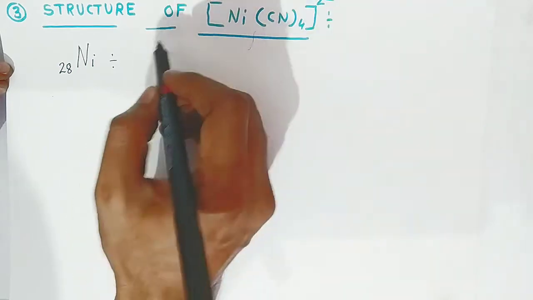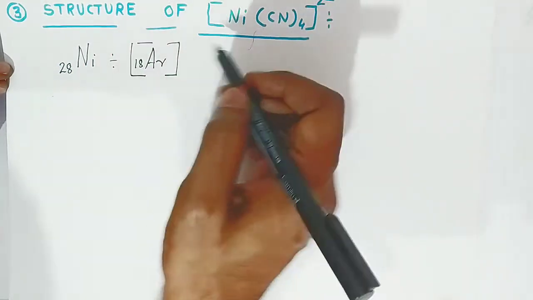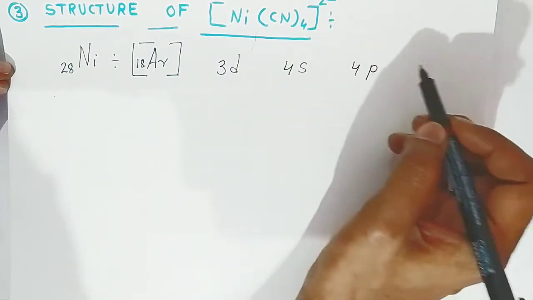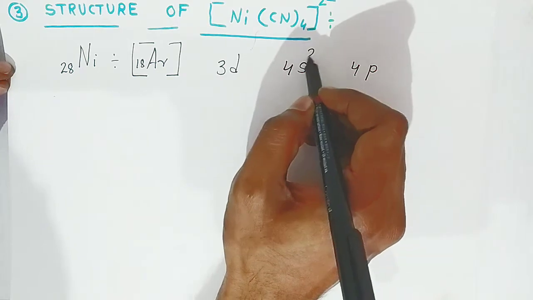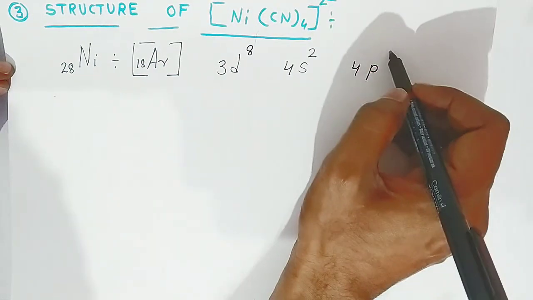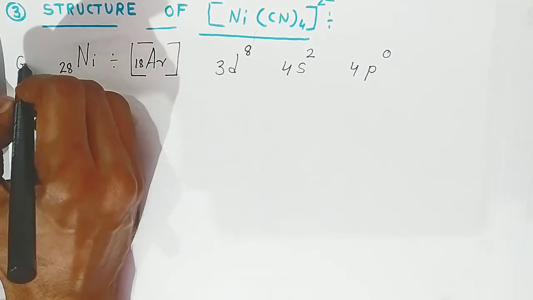Now students, argon 18. Now 10 electrons you are going to distribute into 3d, 4s and 4p. 4s2 will take 2 electrons out of the 10 electrons. Now 8 electrons go to the d orbitals and 4p has 0. Now students, this is the ground state electronic configuration.